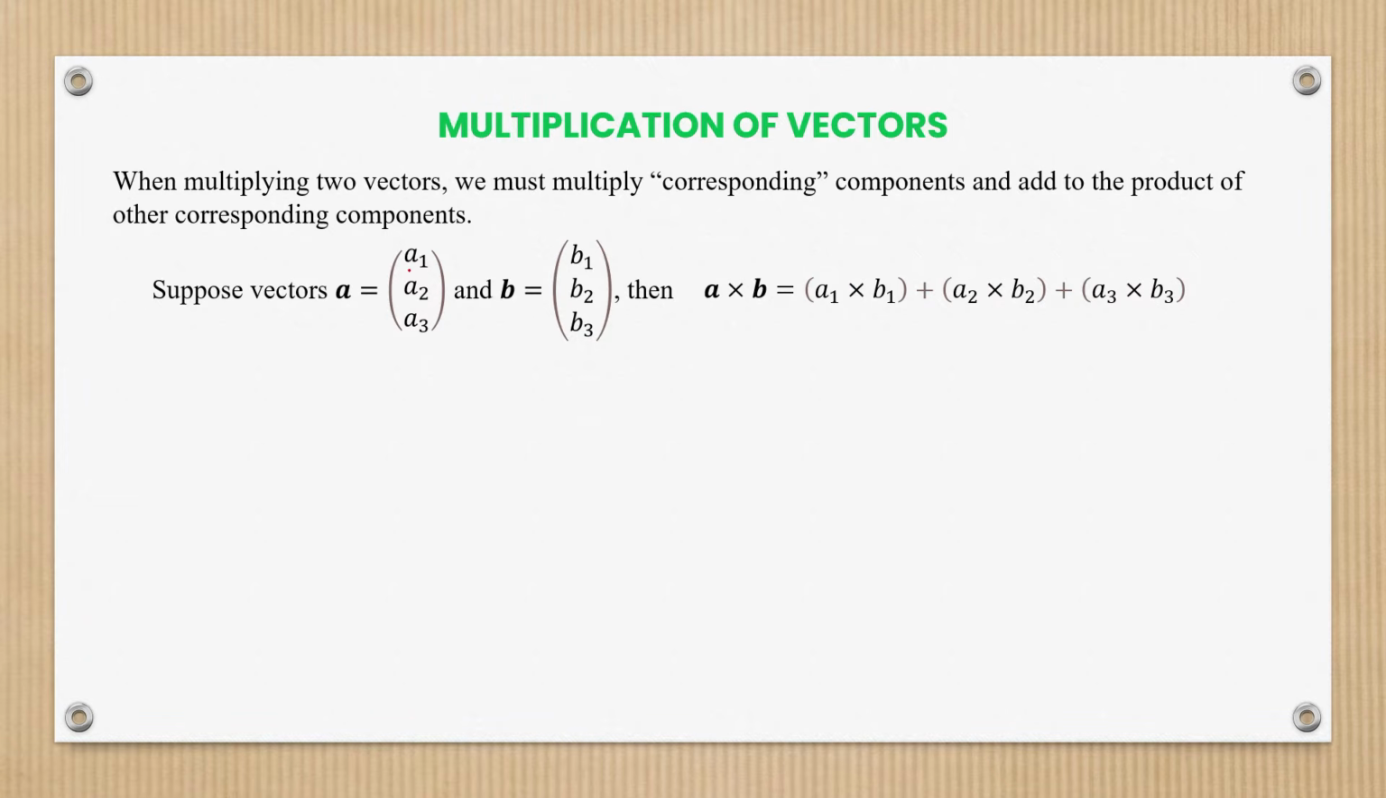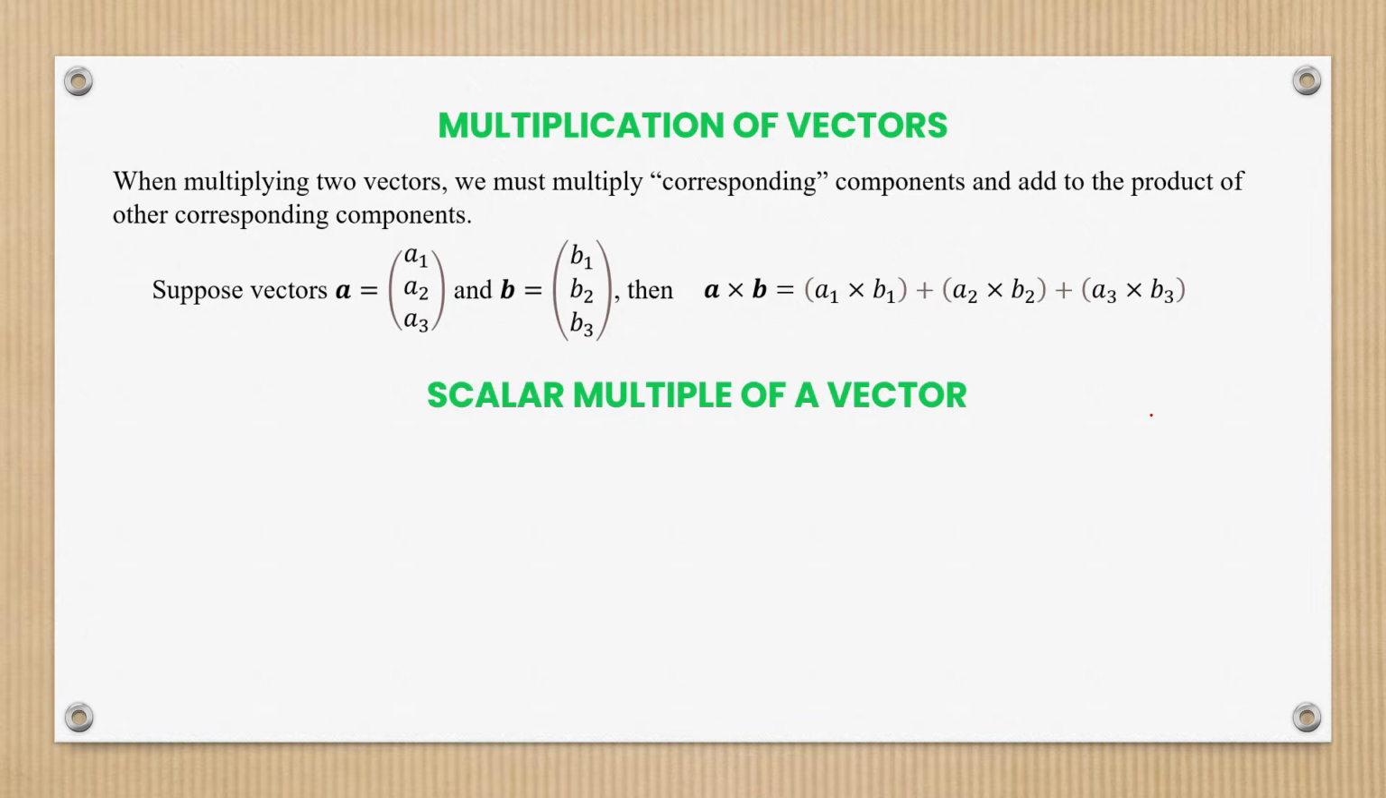We're going to have the corresponding components multiplying each other. Then we shall be summing up the answers that we get from each corresponding components multiplying one another. That's why we have a1 times b1, then we have a2 times b2, and then a3 times b3, and then we need the sum of all the answers. So that's how we deal with multiplication.